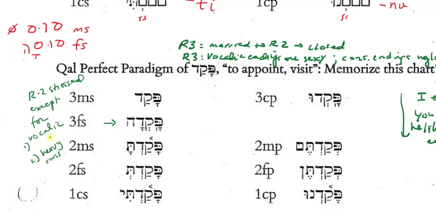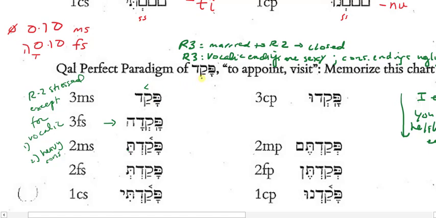Okay? Let me let you hear me say it, and then I'll have you repeat. So think about where my stress is. It's on root 2 unless I have the vocalic ending here. Pakad, pakda, pakadta, pakad, pakadti. Now notice that I don't have an accent mark on pakad. Why not?